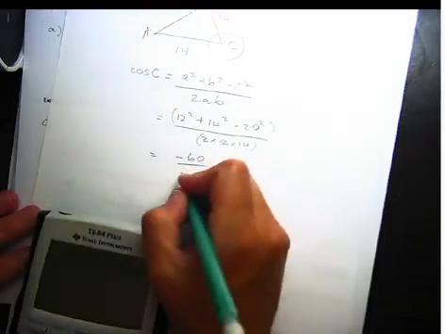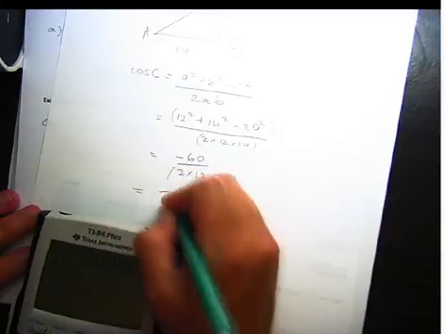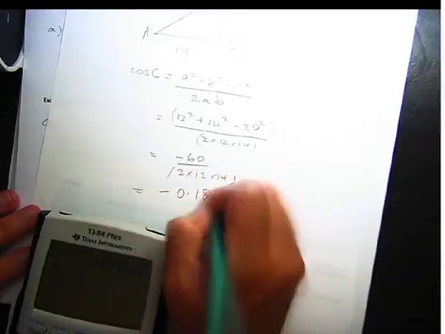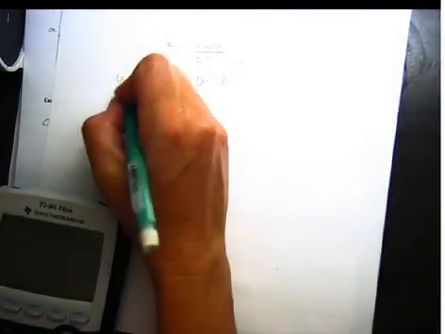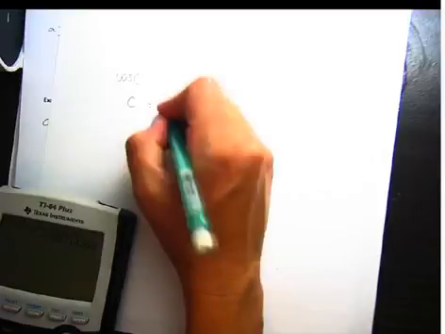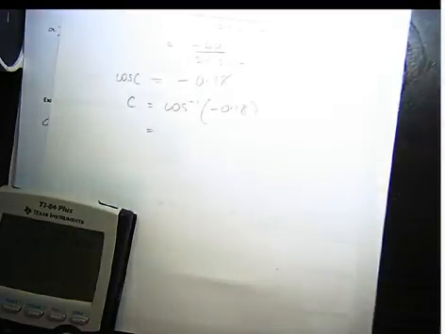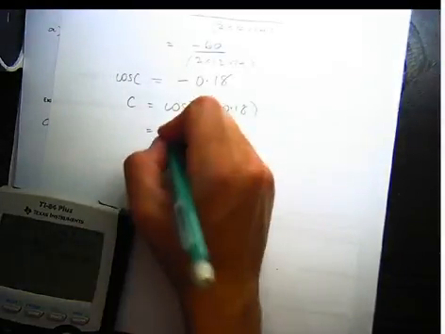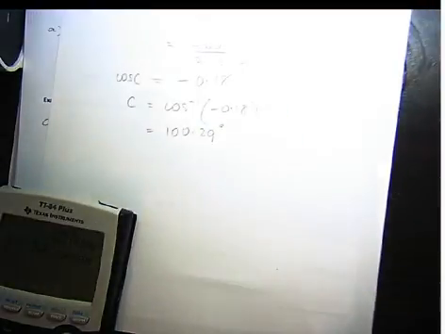Okay, 2 times 12 times 14. That gives us negative 0.18, which we then find the inverse cos of. So inverse cos of my answer, and that gives me 100.29 degrees. So don't be worried if you get the negative there, that's fine.